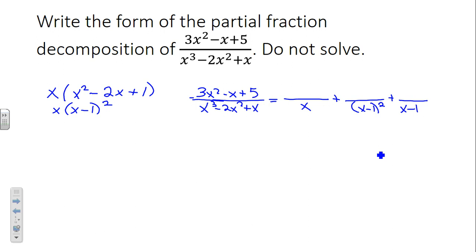So what would go over the x? A, some constant. But now that this is quadratic, we have to say bx plus c. And this is linear again, so we say d. Okay? So far, so good? All right, now that you know how to set them up, we're going to practice solving. Okay? So here comes the next one.